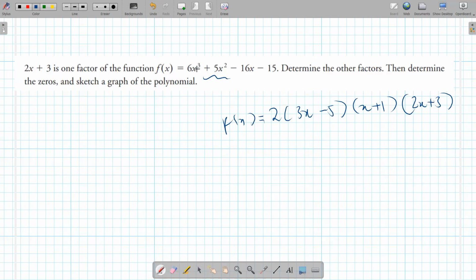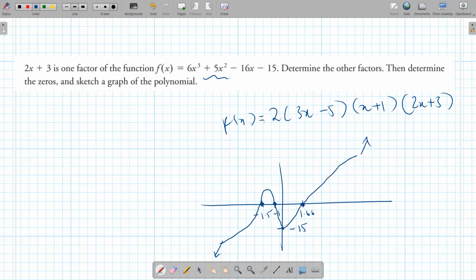And here we can graph this. This is a cubic function. We know it's a positive cubic, so it's going to start here and end up there. The y-intercept here is minus 15. And what are our zeros? Our zeros are negative 1.5 from this one, negative 1 from this one, and then 5 over 3 is like 1.66 there. Okay. And now we just connect the dots. We need to go there, there, there, there, and we need to end up there. So it's probably going to look something like this. And there you go. This is the graph of this.